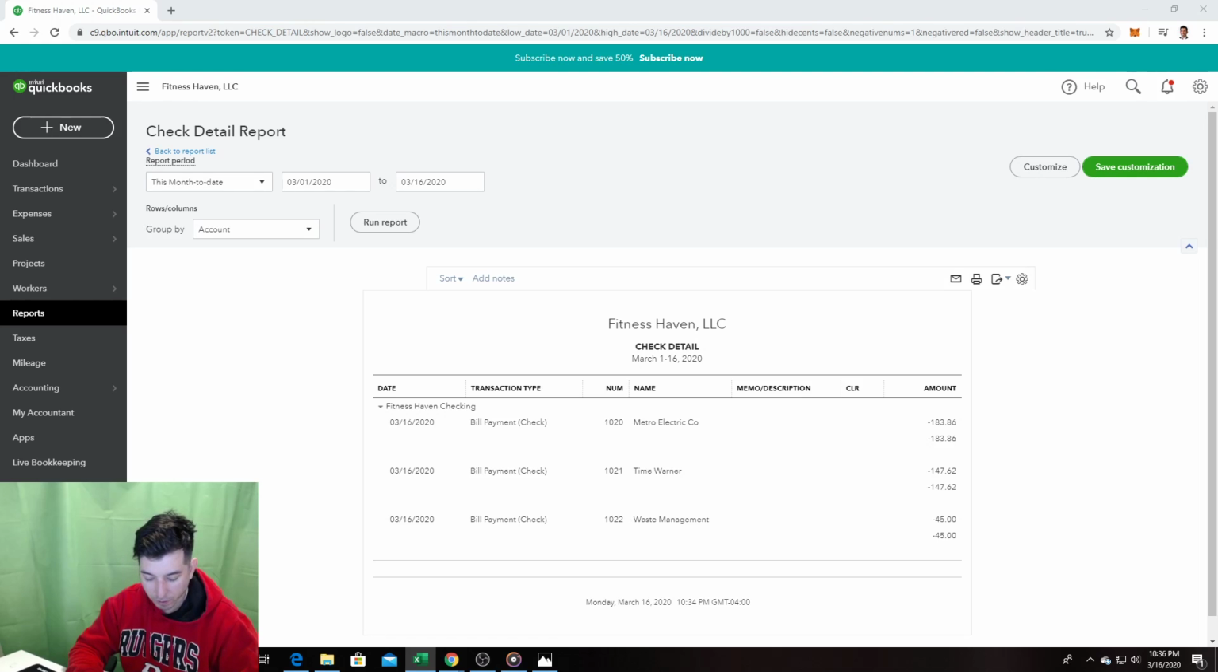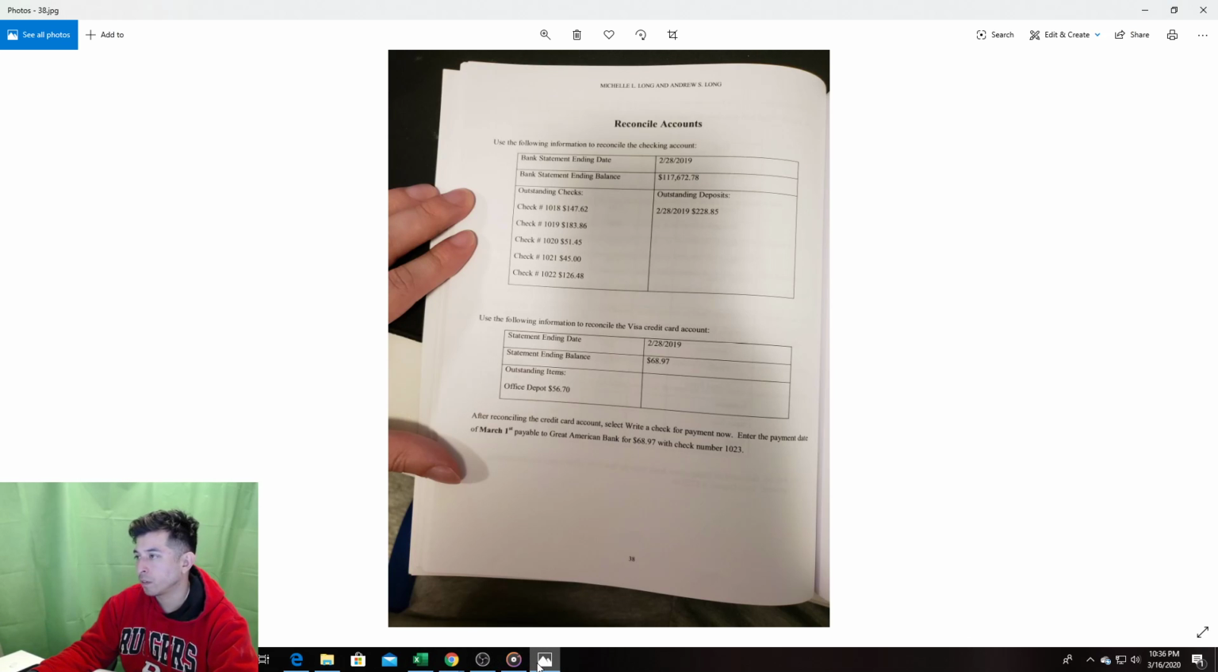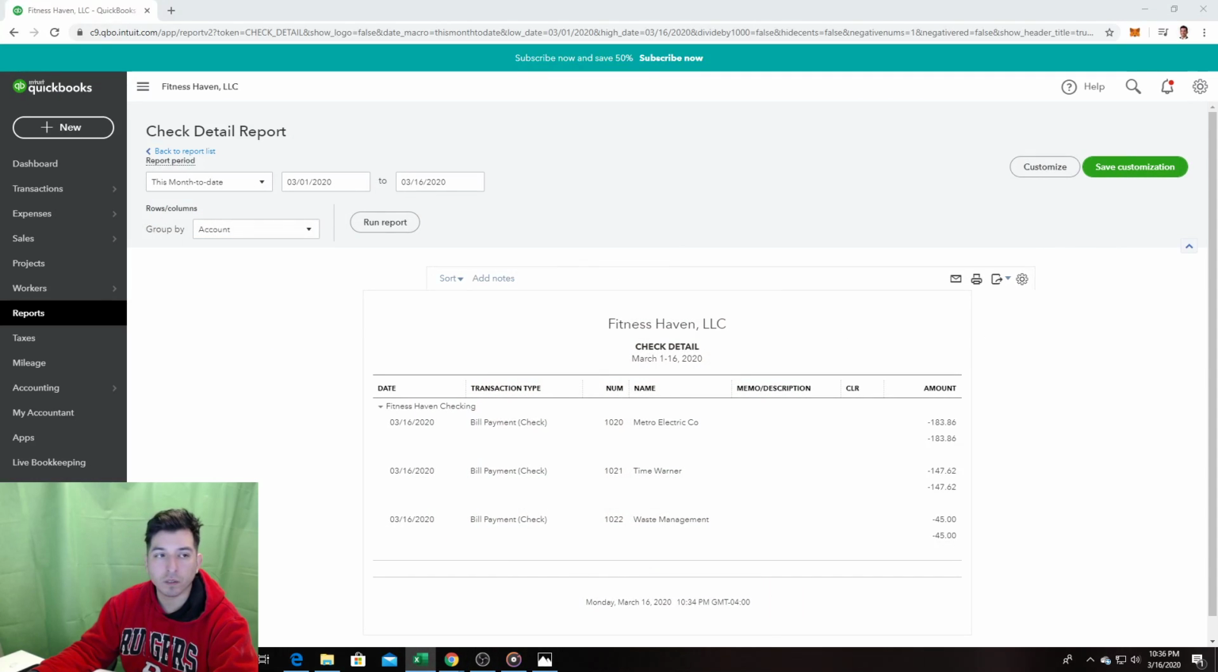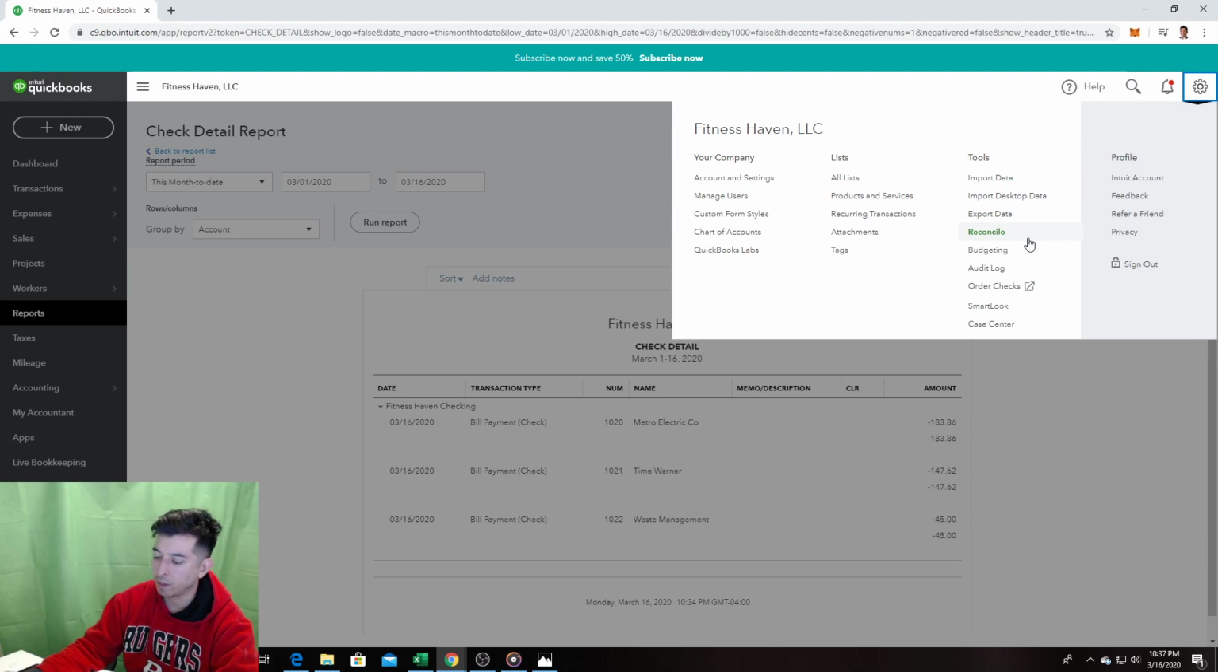To reconcile accounts, click the... Okay, so I'm going to have to make a screenshot over here. Or I don't even need to do that. Okay, so settings, wheel, reconcile, no, tools, reconcile. Okay, right here, tools, reconcile. Let's make a screenshot of that.